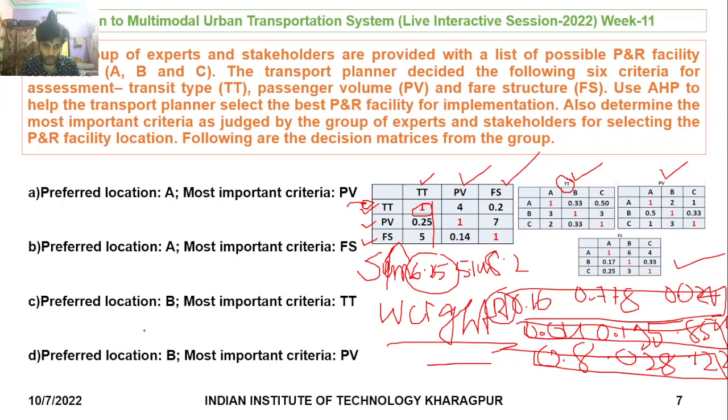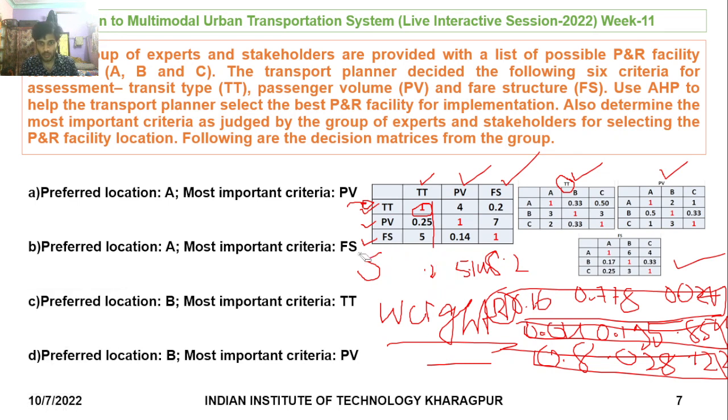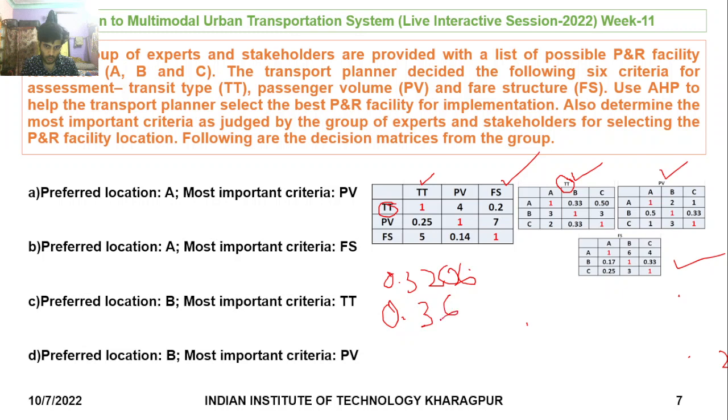So now if I just go here and erase these values, then my weight for TT, PV and FS will come out to be: for TT 0.3206, for PV 0.363, and for FS 0.32.